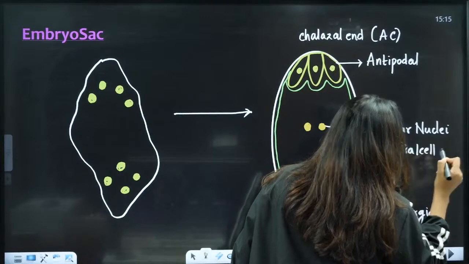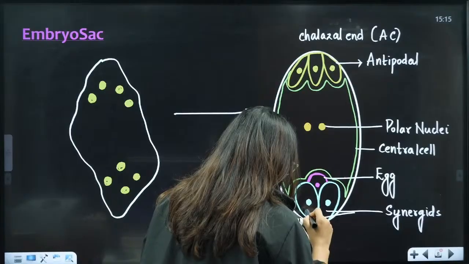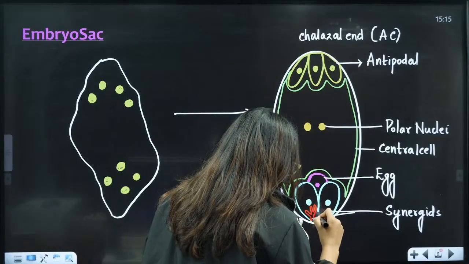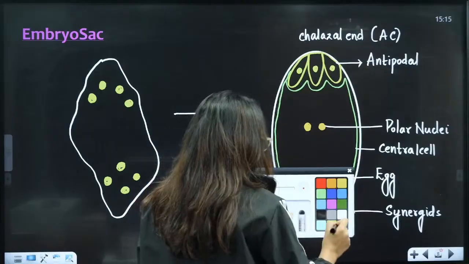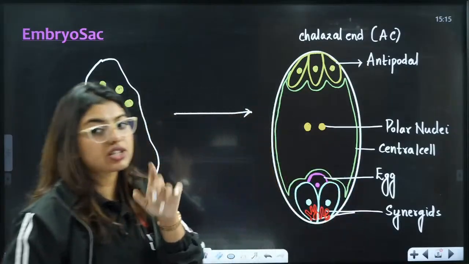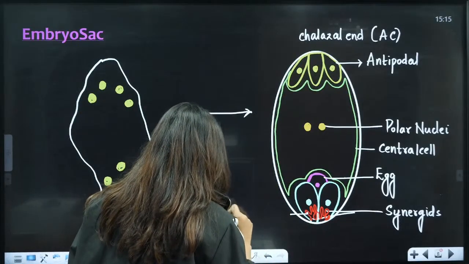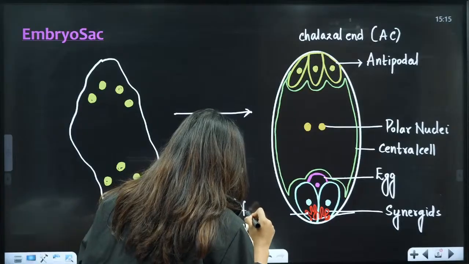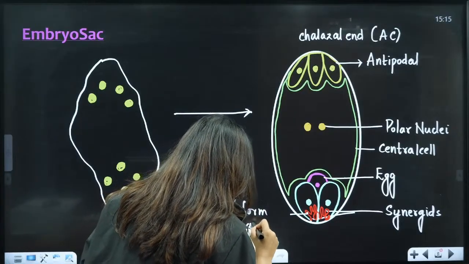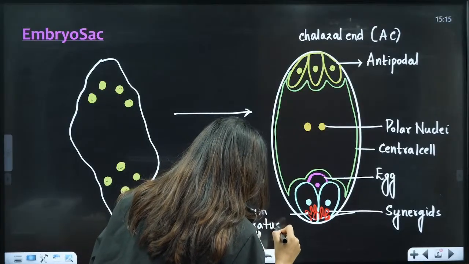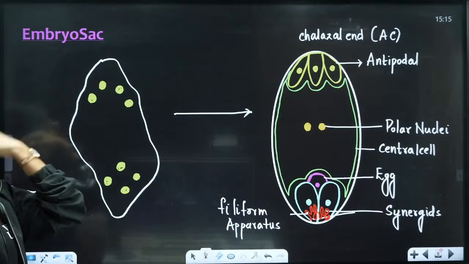Now on the synergids there are some specialized structures which are called filiform apparatus. What are they called? Filiform apparatus. This filiform apparatus has a big job, students, during fertilization time. So these are called your filiform apparatus. Done? Clear? This is your embryo sac.